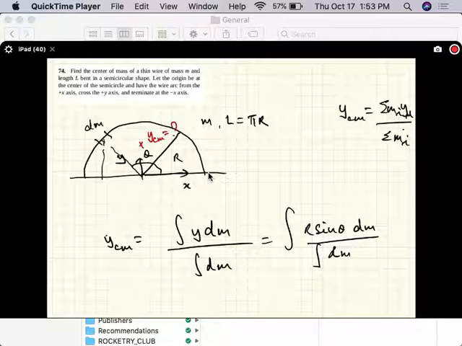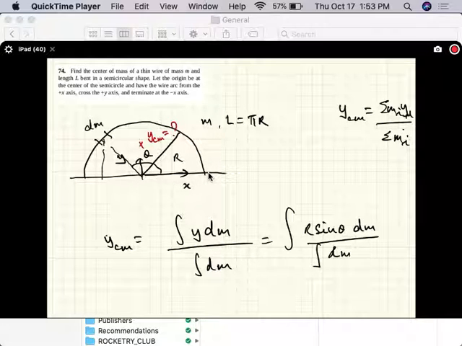Okay, so again, this is the y. So we are looking at this piece. The y coordinate of that piece is just r, there's the angle theta, r sine theta. R is the radius of the semicircle. R sine theta is this y. dm is the mass of this little piece. The mass of the whole piece is m. So now let me write what dm is.